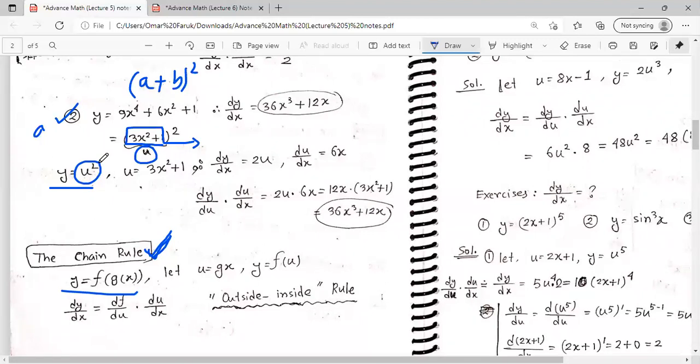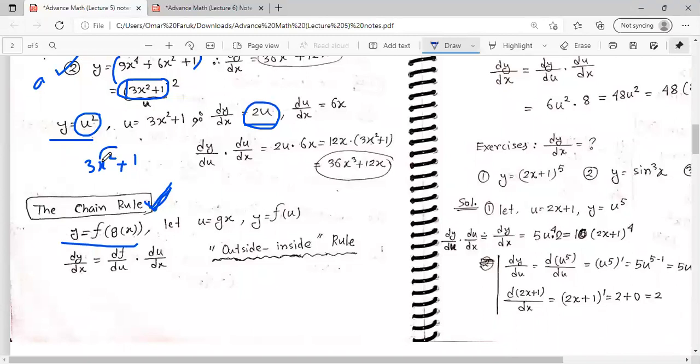So to calculate the derivative of this function, we first calculate the outer function. The derivative of u squared will be 2u. Okay, this is the derivative of the outer function. And in the inner function we have 3x squared plus 1, so we need the derivative of 3x squared plus 1.